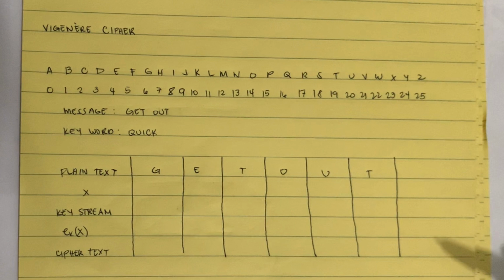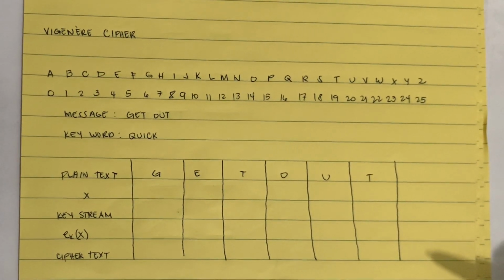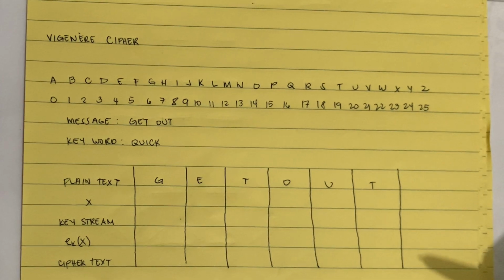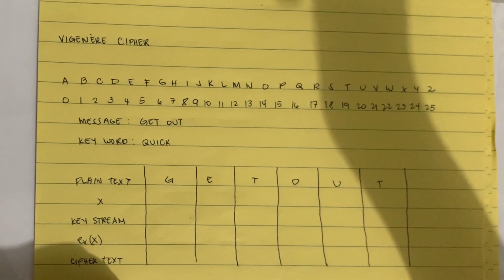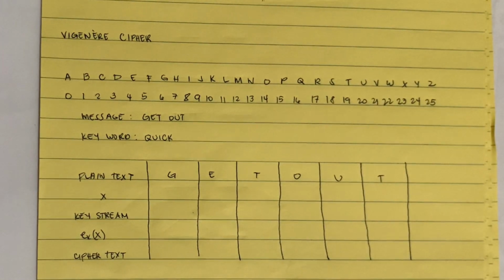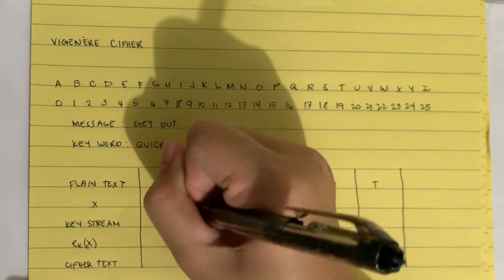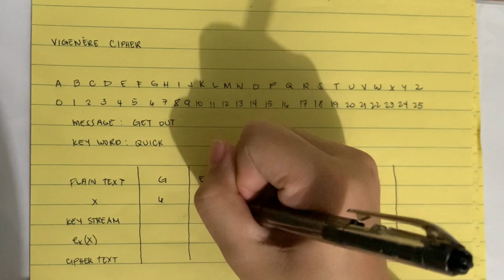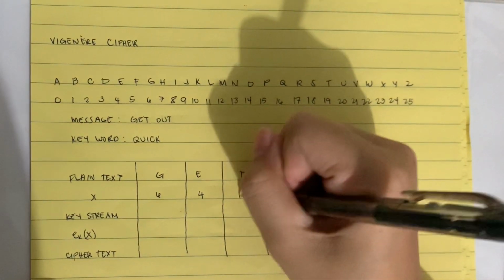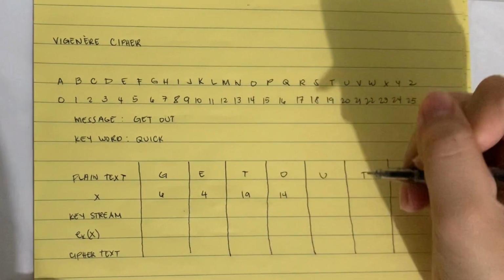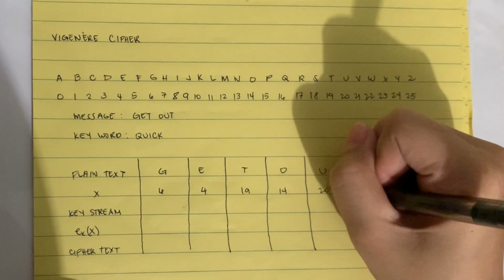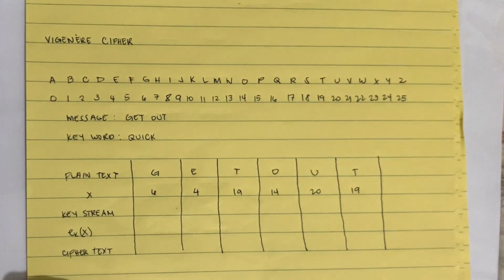First we have to write the plain text, GETOUT. After this, we will proceed to the second row, which is x. In this row of x, we will be substituting the plain text according to their corresponding number. So for G, we have 6. For E, we have 4. For T, we have 19. For O, we have 14. For U, we have 20. And for T, we have 19.